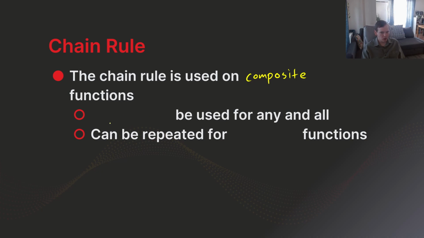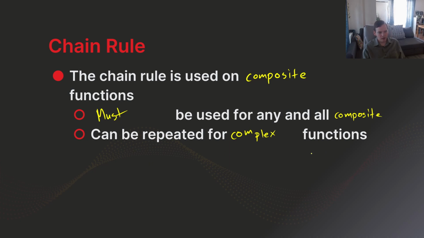And the chain rule must be used for any and all composite functions. So if you have a composite function, the chain rule has to be used. If it doesn't look exactly like one of the rules we memorized, if there's something that's slightly different, you're probably using the chain rule, and it's because it's a composite function. The chain rule can also be used multiple times for complex functions.